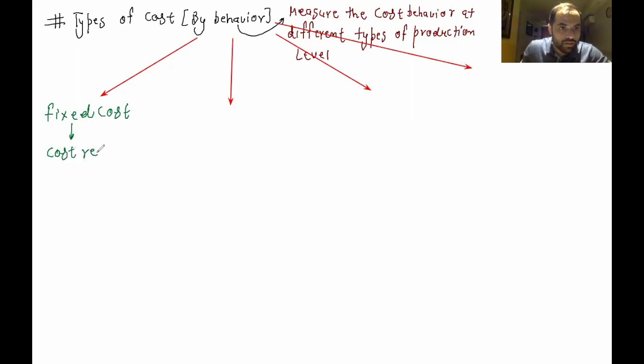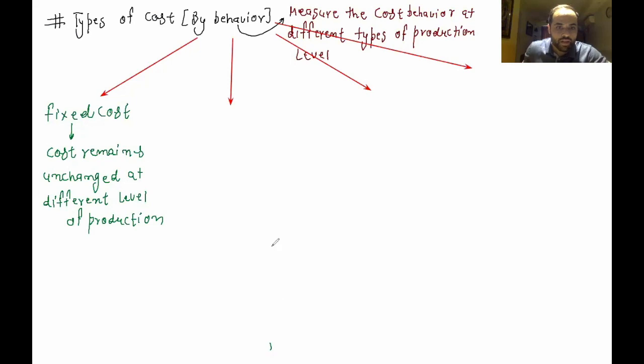Cost remains unchanged at different levels of production. So it means, as I said, cost does not change. That's why that cost is called fixed cost. So now let's have a look at the graph of fixed cost, how that fixed cost looks.